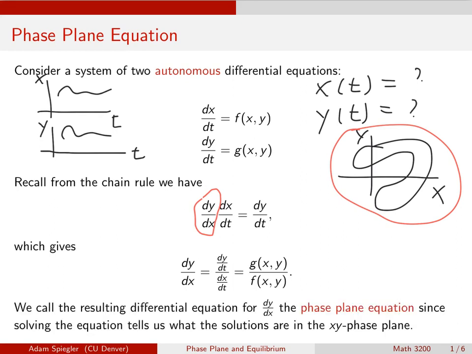We call this resulting equation for dy/dx the phase plane equation, since solving that equation is going to tell us what the solutions look like in the xy phase plane. So we'll take a look at several examples in the next couple of videos. But that's the idea behind how we can set up a phase plane equation. We just put the equation for dy/dt on top and divide by the equation for dx/dt on the bottom.